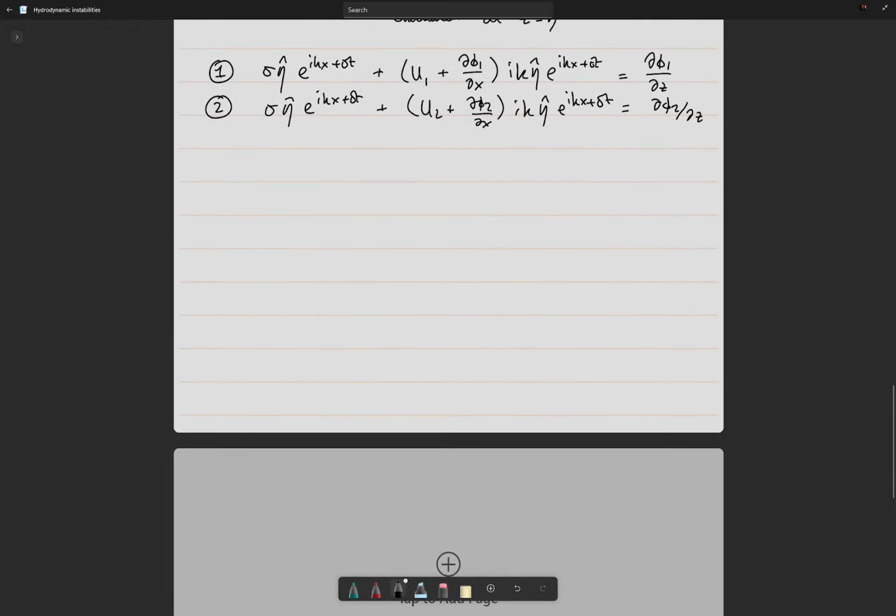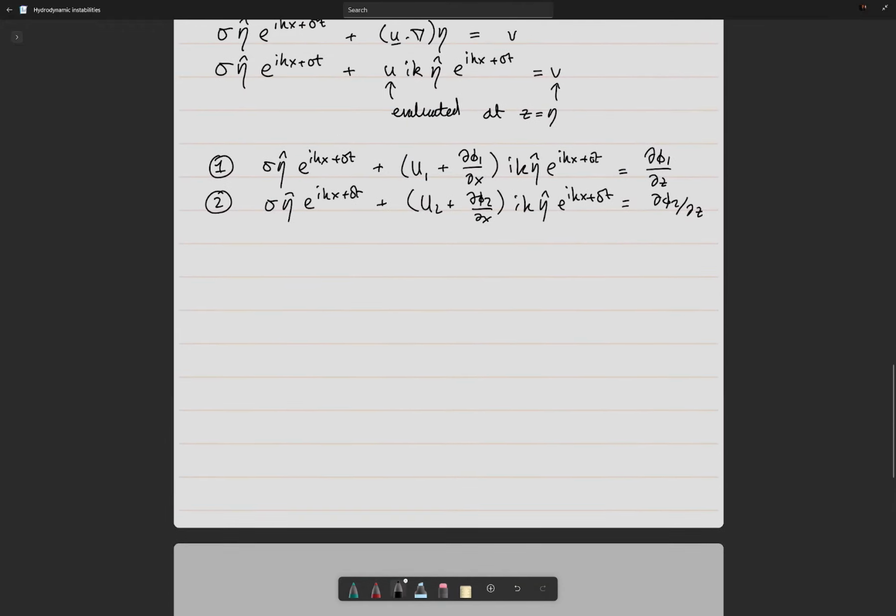Okay, let's talk about linearization. All of the perturbation quantities are assumed to be small, so we ignore products of small quantities. Eta hat is small, as is phi in these cases. Perturbation quantities are small. Therefore we linearize them, and that gets rid of this term here and this term here.